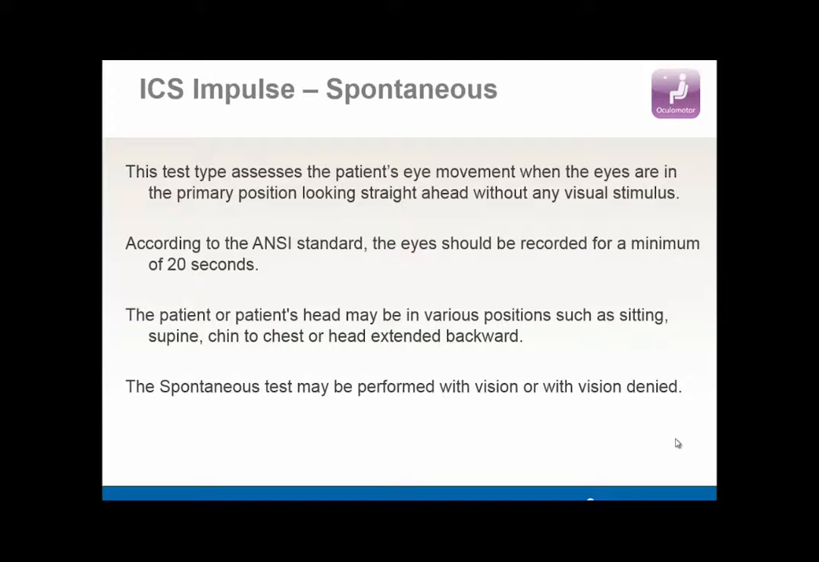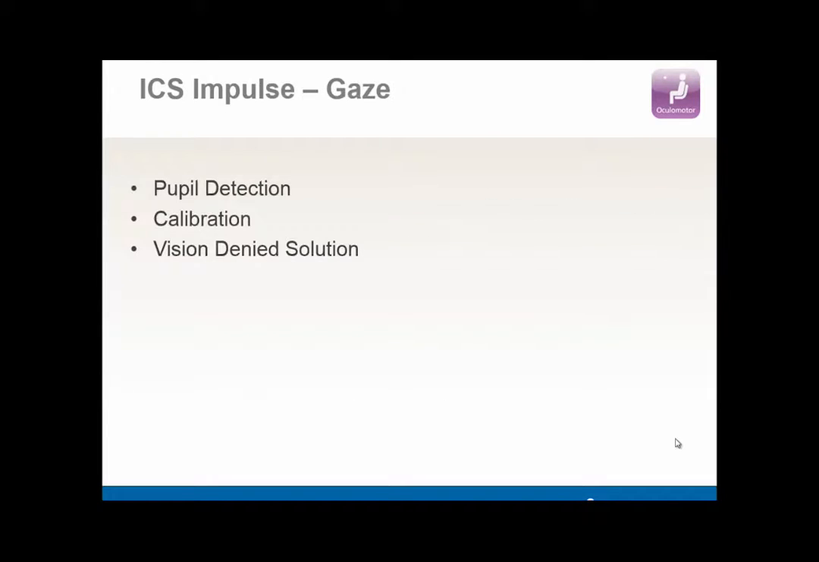Regarding the spontaneous test, this test type assesses the patient's eye movement when the eyes are in the primary position, looking straight ahead without any visual stimulus. According to the ANSI standard, the eyes should be recorded for a minimum of 20 seconds. The patient or patient's head may be in various positions such as sitting, supine, chin to chest, or head extended backward. The spontaneous test may be performed with vision or with vision denied. Regarding pupil detection, calibration, and vision denied solution, these are covered in other videos.